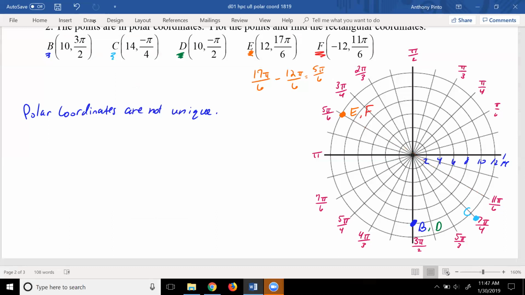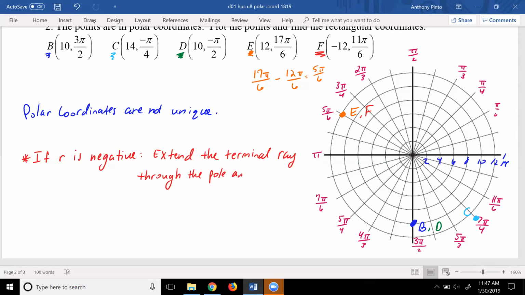All right. So another thing to note is that when r is negative, we extend the terminal ray through the pole and plot on the other side. And what I mean by the other side is just the opposite quadrant.